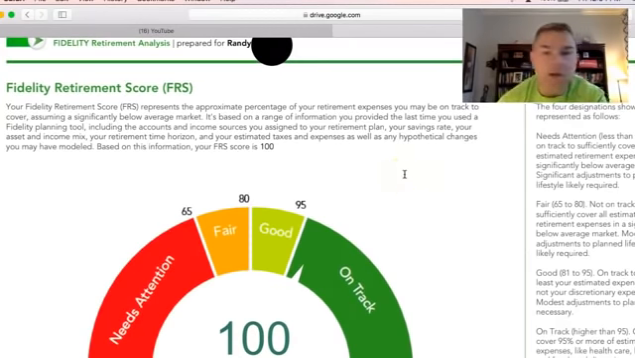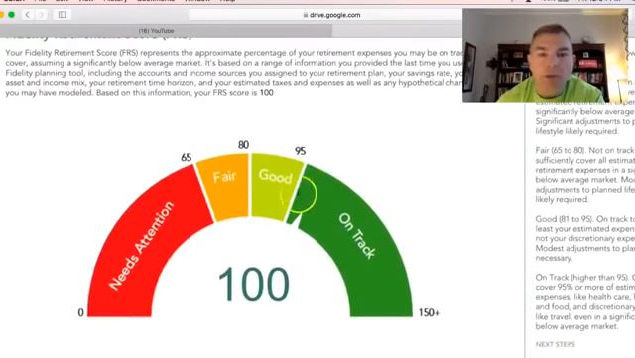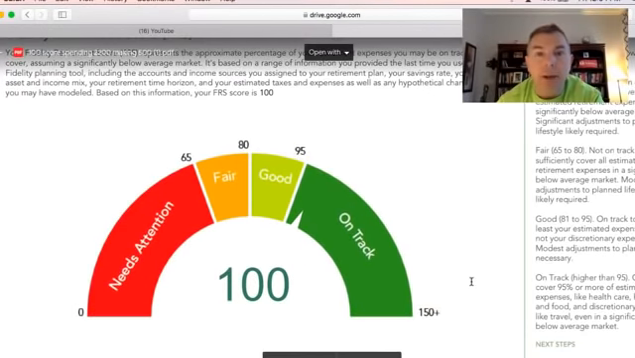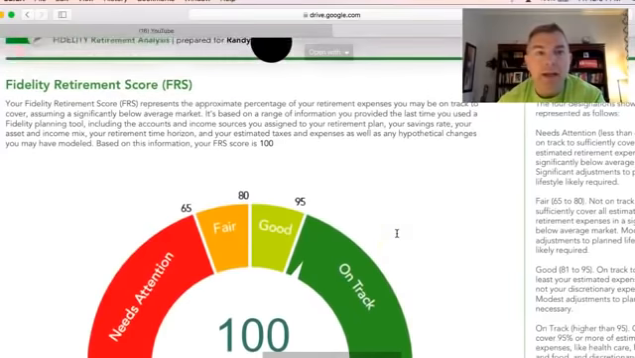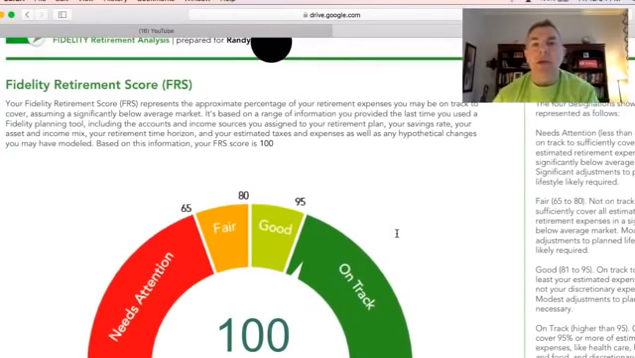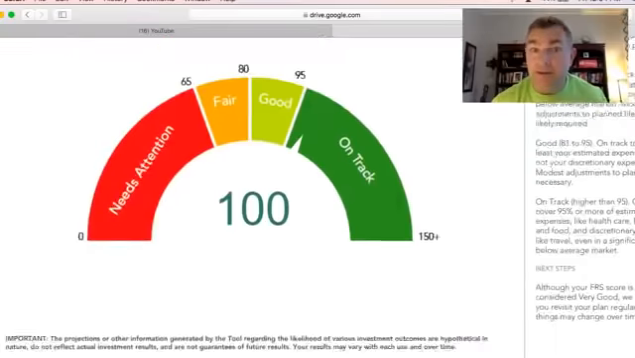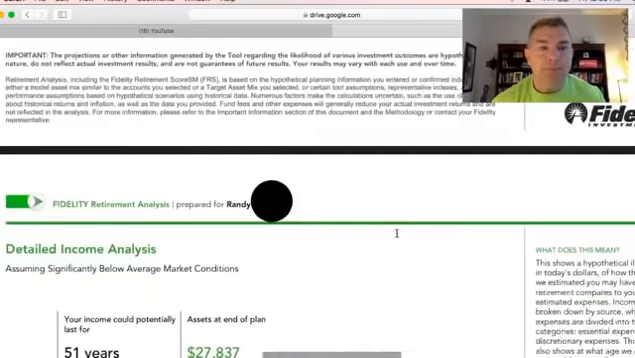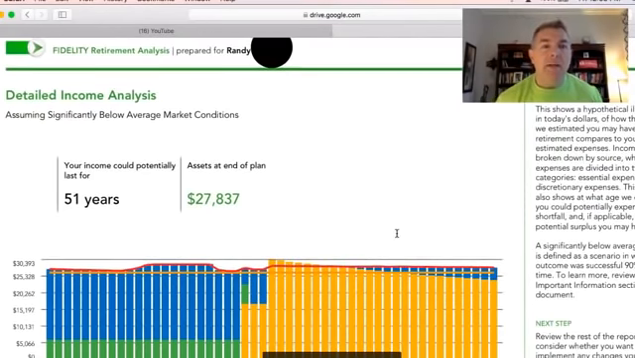In this case, Randy's score is 100, which means it's on track, between good and on track. And I guess 150 is the best. So we want to be good and on track. Again, it's the approximate percentage of your retirement expenses that you may be on track to cover. I like that. Not your retirement income, your retirement expenses. So we're starting with the expenditures first, at least it seems. Let's find out. We've got a detailed income analysis.